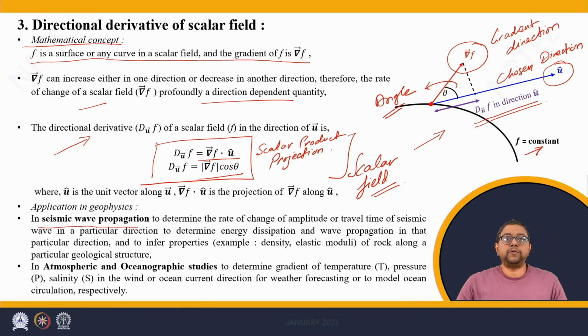In seismic wave propagation, the rate of change of the amplitude or travel time of seismic waves in particular directions is determined to calculate the energy which is being dissipated in that particular direction. The wave propagates in all possible directions. However, it may be imperative to locate the amount of energy which is propagating along a fixed direction. Thus, in that scenario, the directional derivative will come into the picture.